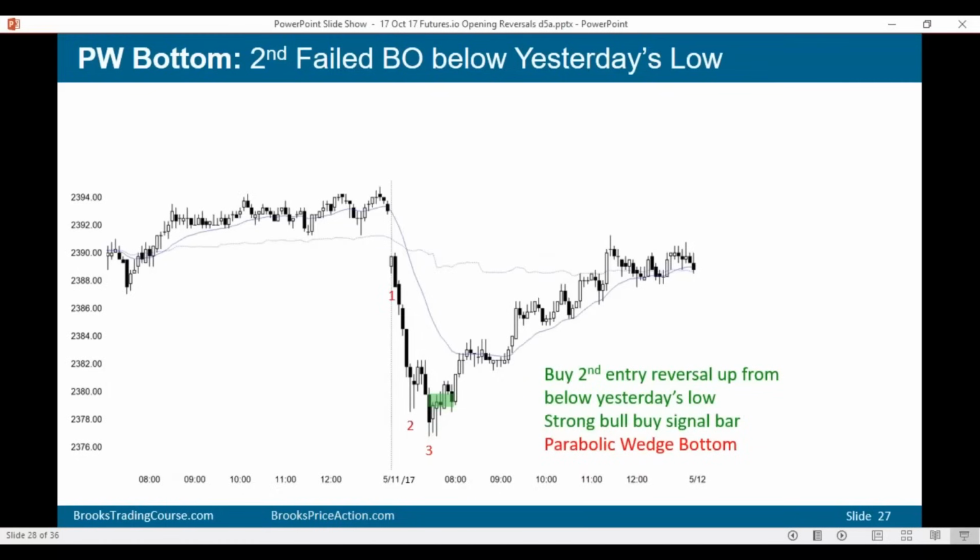I want to scroll through quickly because I want to make a point and I'm running out of time. Another second reversal up from below yesterday's low. Yesterday's low, first reversal, second reversal.